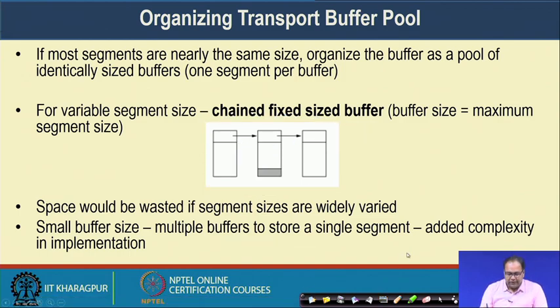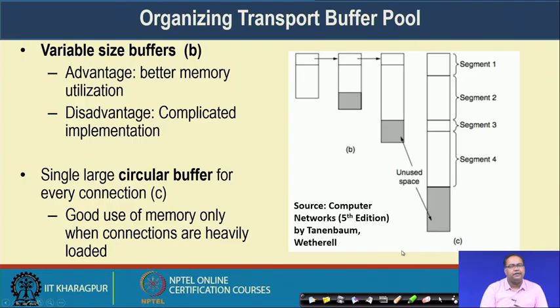In this case, we use variable size buffers. Here is an example of a variable size buffer. You have a pool of buffers which are connected via a linked list data structure, and they have variable size. The advantage is that you can have better memory utilization, and you can reduce the amount of memory space wastage.